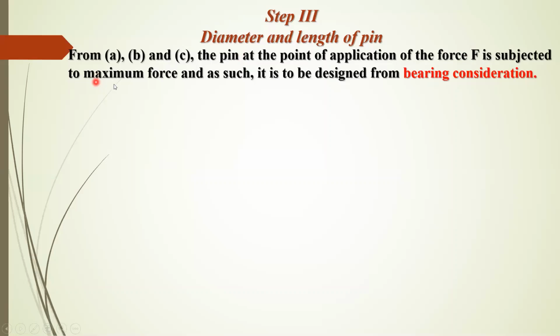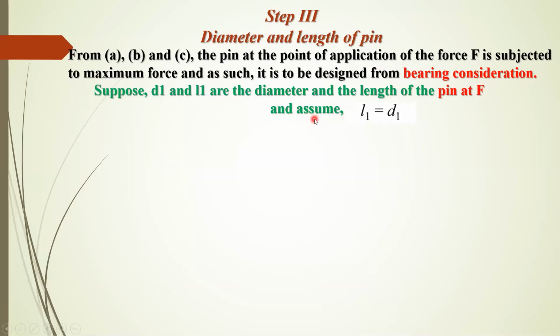Due to that maximum force acting on the pin where F is there, that is where the wall is, we have to design that pin based on the bearing consideration. So how to design? By using the bearing consideration. Let us assume D1 and L1 are the diameter and length of the pin at F. We are designing the pin at the F force, so that's why D1 and L1. First we will assume L1 is equal to D1, that is, the length of the pin is equal to its diameter.